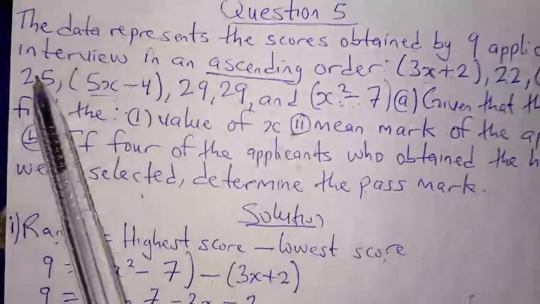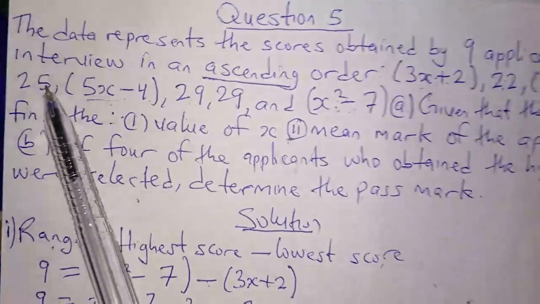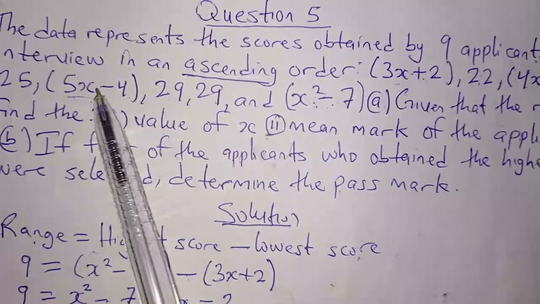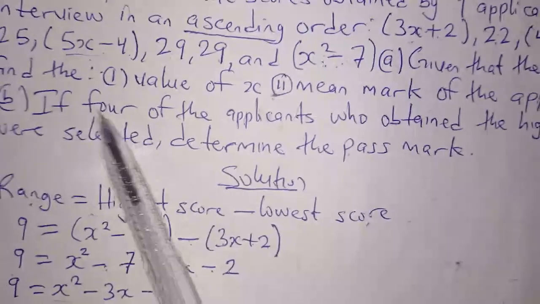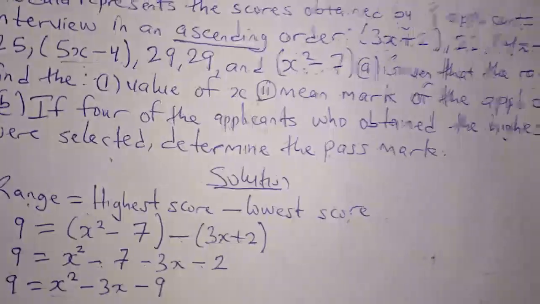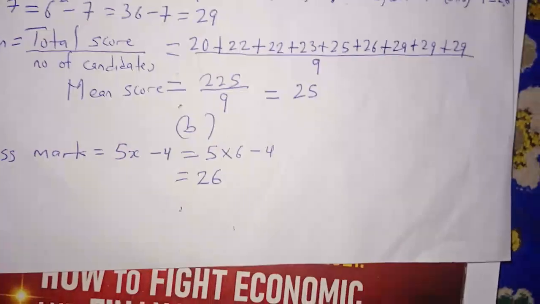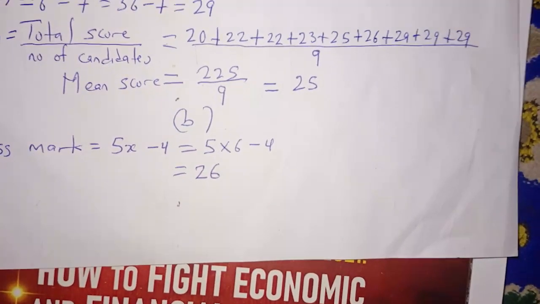So the person that scored 25 will not be picked after the interview because it doesn't score up to the pass mark. So the pass mark is basically 26 because it is the fourth highest score, and they said we are only selecting 4 applicants. So I hope that it is very clear, and that is all you are required to do in the 2025 West African Senior School Certificate Examination question 5.